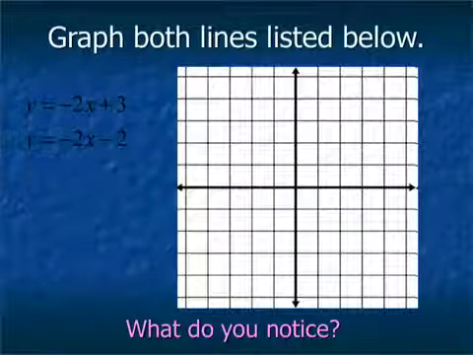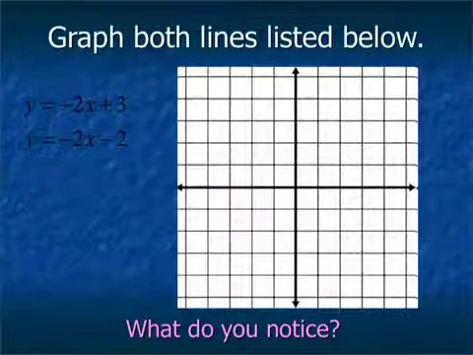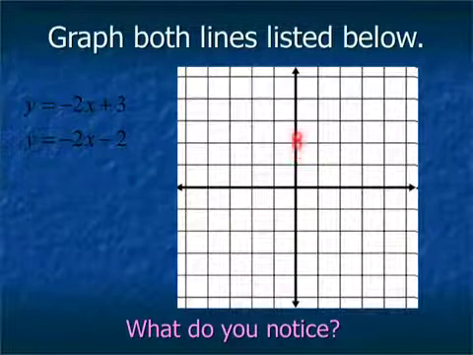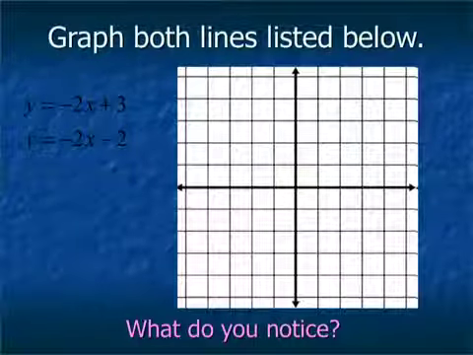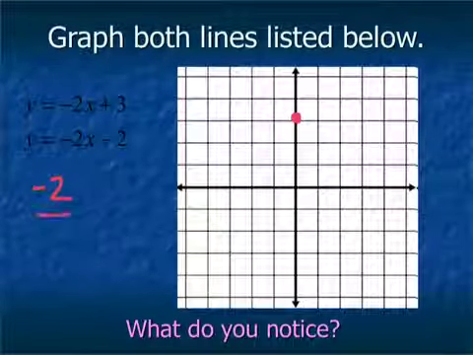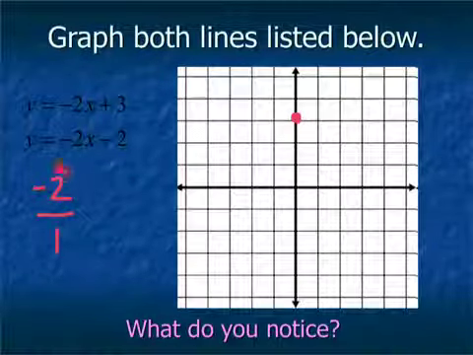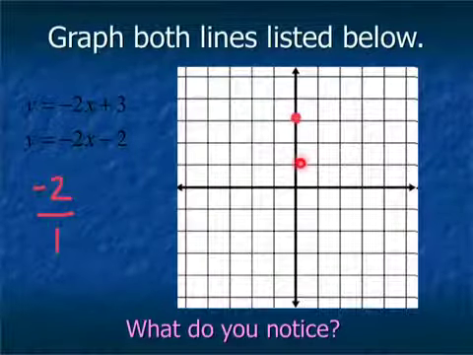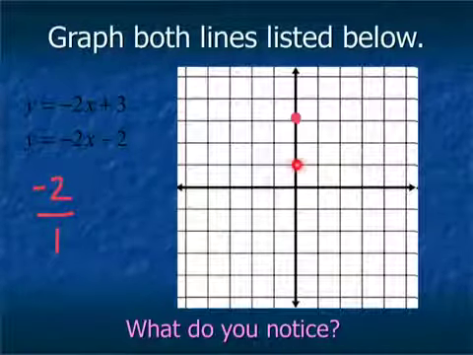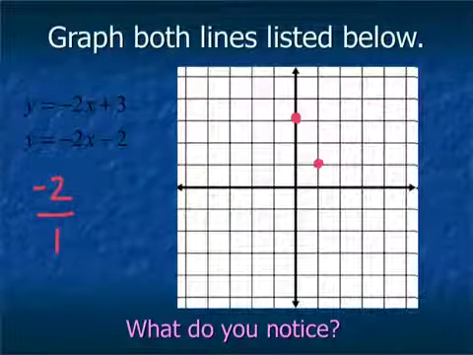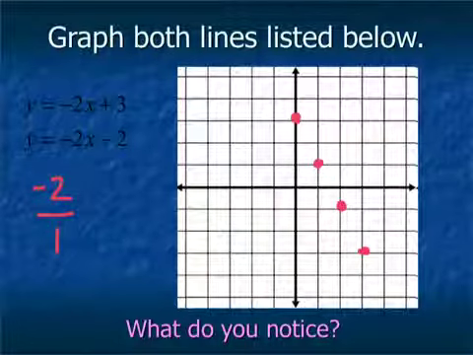Okay, let's graph both of these. So first equation, -2x plus 3, starting at the y-intercept, so starting at +3. It's going to be right there. And then my slope is -2, which I'm going to make -2/1. That means my rise is -2. So from here I'm going to go down 2. And then my run is +1. So I'm going to go to the right 1. And that's where my next point will be. And again, I always do it a couple of times just to make sure my line ends up somewhat straight. Okay, so there's my first line.